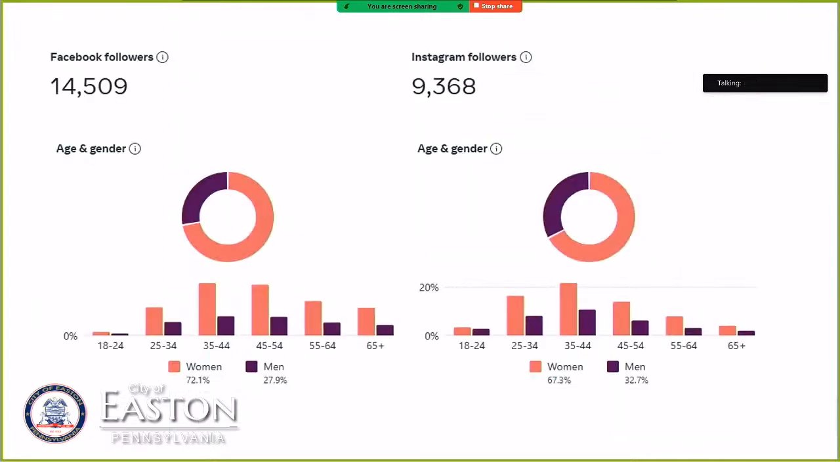So this is our actual demographics on Facebook and Instagram. We're very high women-centric on both. It's the younger generation of 35 to pretty much 55 that we're getting our strongest. So our seniors aren't on it, obviously our youth. Maybe if we were doing Snapchat, we might be getting more youth, but we're hitting the target that we really need to be hitting.